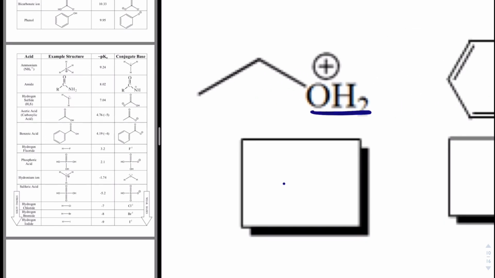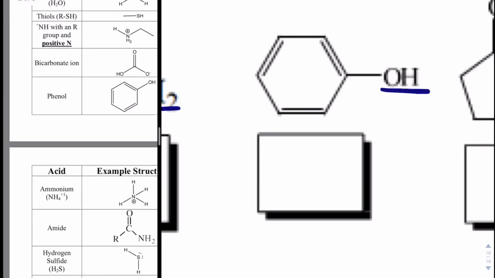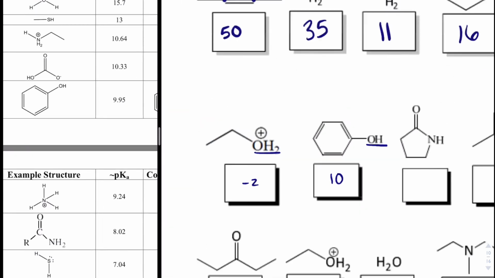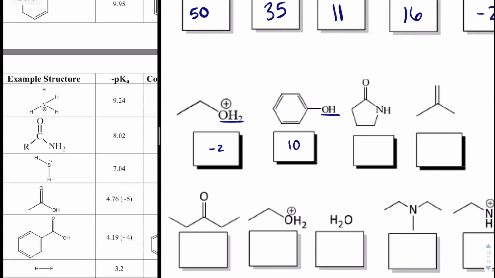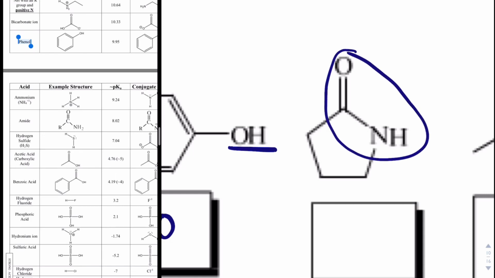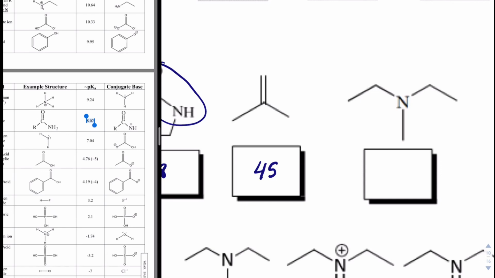A positively charged alcohol, -2. This one, you might say, oh, alcohol 16, but that's actually wrong. This is something called phenol, and phenol specifically has a pKa of 9.95, which I would say is 10. Okay, here we have an amide. We don't see amides all too often, but amides actually have pKa's of about 8. Here we have an alkene, alkene, we have 45. Here we have a nitrogen. Again, no hydrogen, so we'll do one of these.